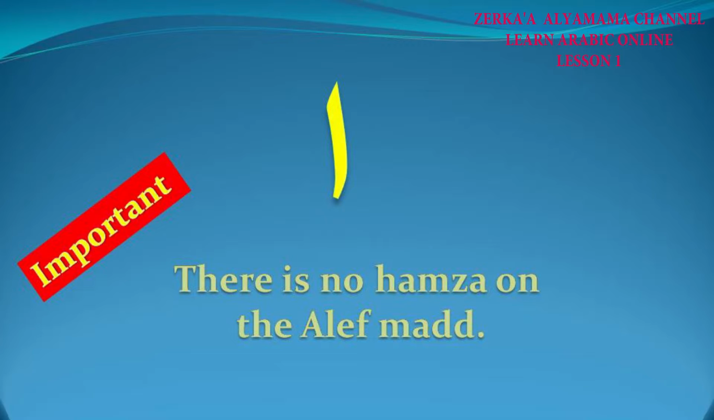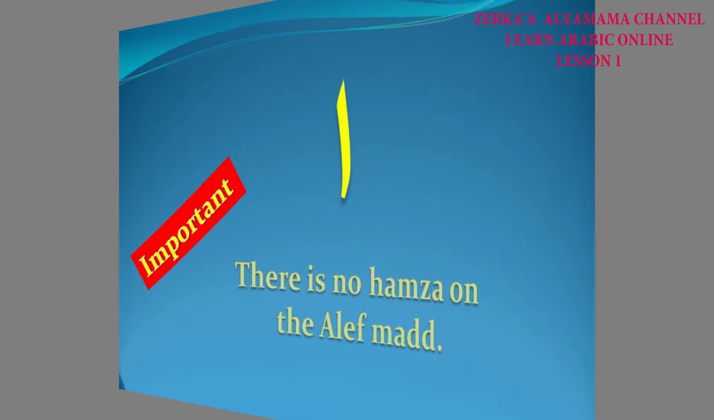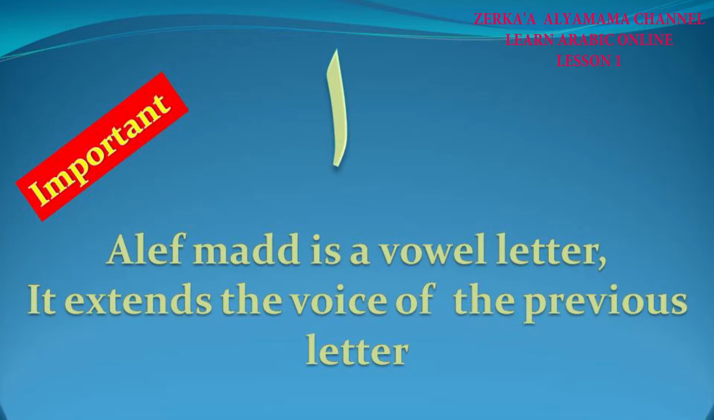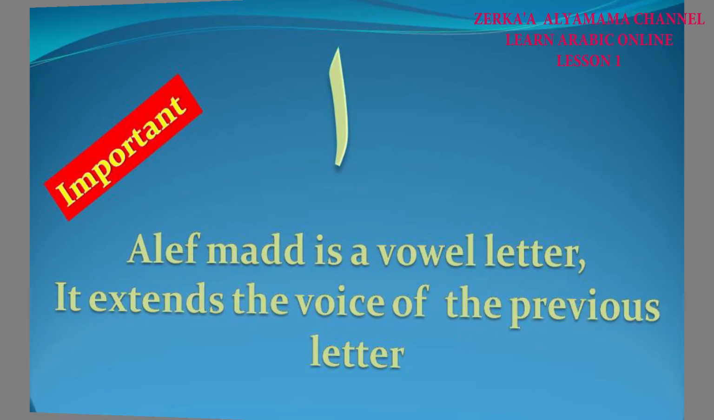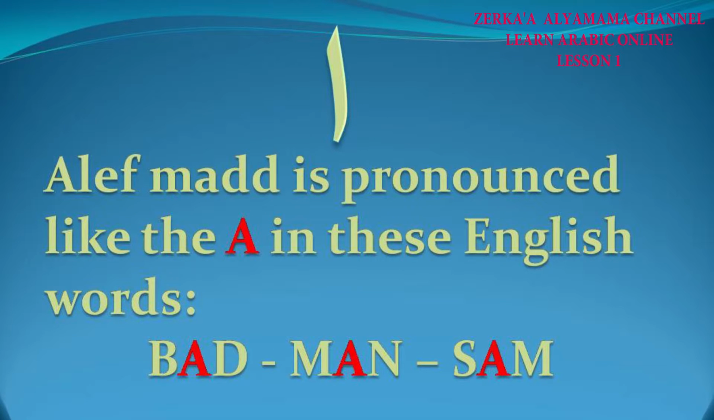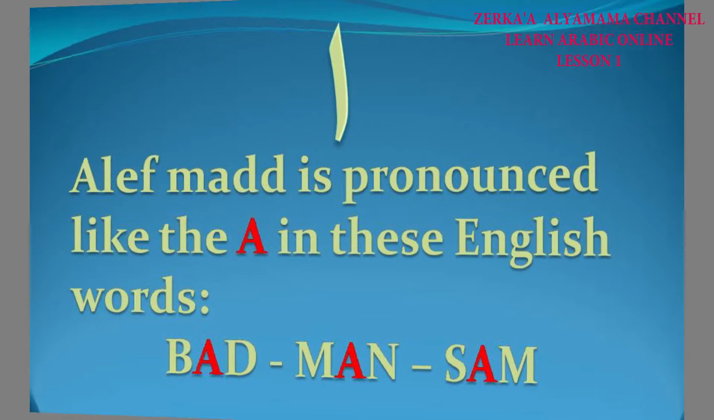Important, there is no hamza on the alif mad. Another important note, alif mad is a vowel letter. It extends the voice of the previous letter. It has no voice. Alif mad is pronounced like the A in these English words: bad, man, Sam, and so on.